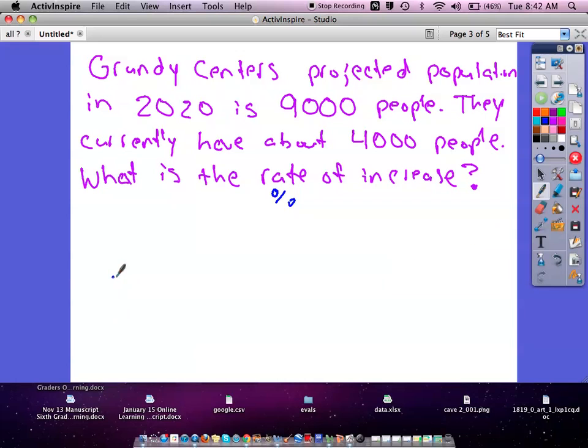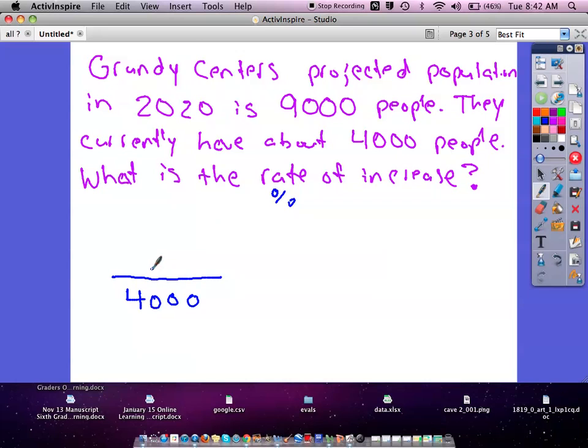We know on the bottom, we need the number before the increase. We are increasing in 2020 up to 9,000. So we started with 4,000, so that needs to go on the bottom. That is the number before we increased it, is 4,000. We didn't start with 9,000 and go down to 4,000. We started with 4,000 currently, and then we increased it to 9,000. So 4,000 is before we increase it.